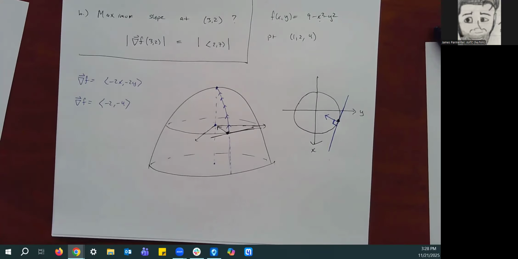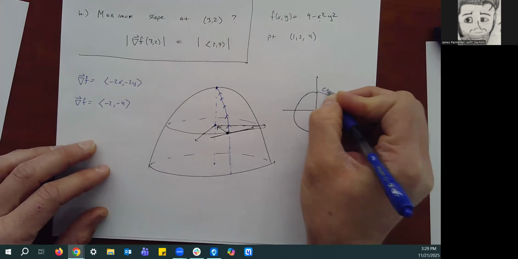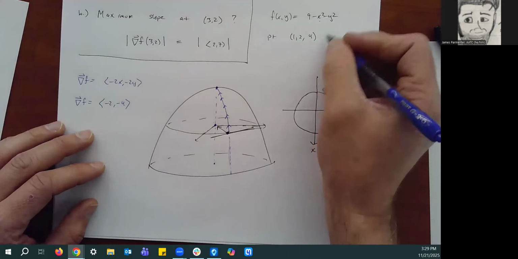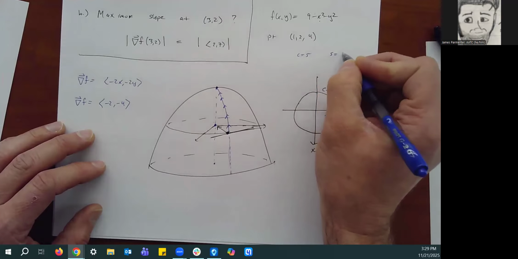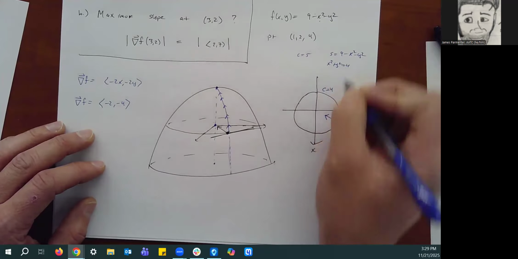No, the gradient should always be pointing in the direction in which your level curves have higher values. In this surface, the higher you go, the smaller the circles get, so the gradient points inward. Here's my level curve where C is equal to 4. If I let C be a higher value, like 5, I'd have the equation 5 equals 9 minus x squared minus y squared. I would get x squared plus y squared equal to 4, a smaller circle.